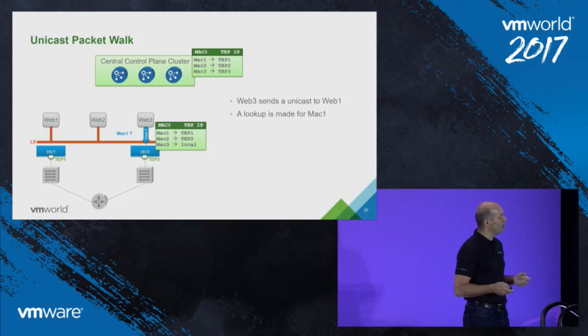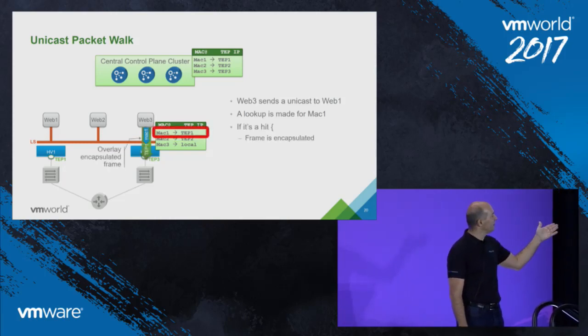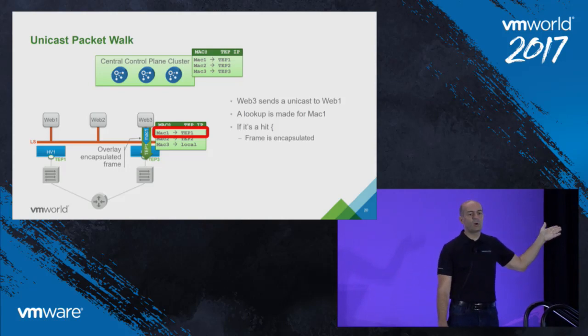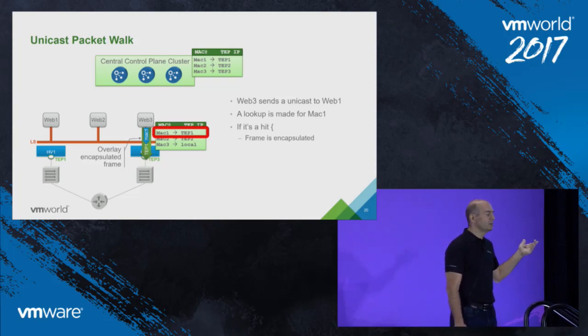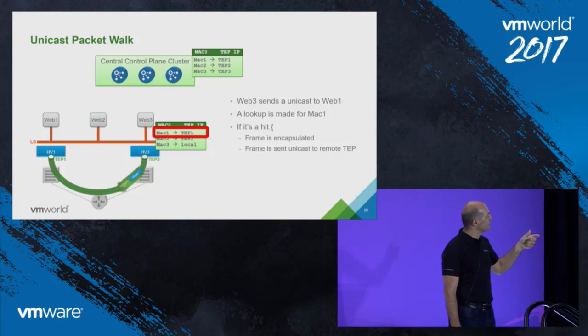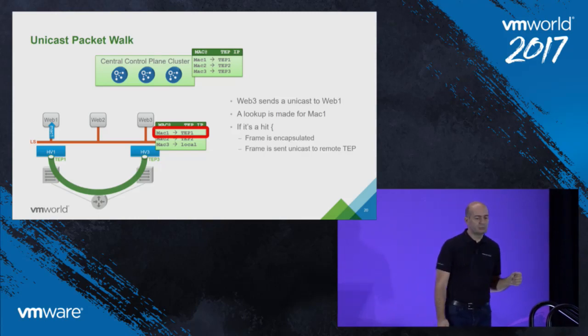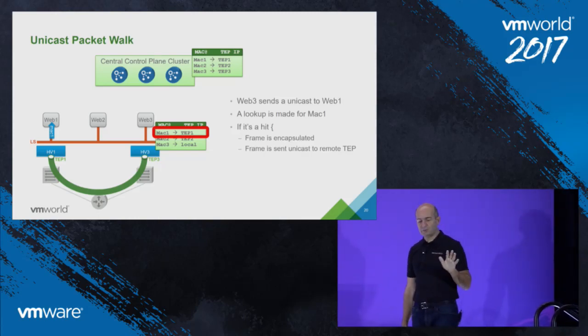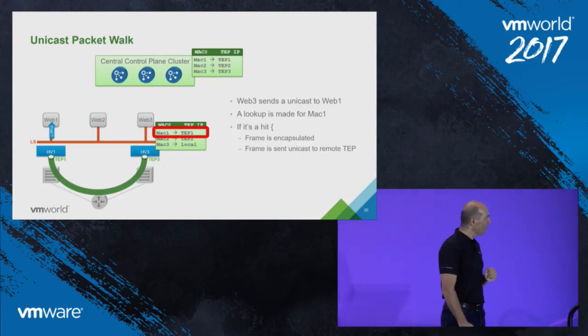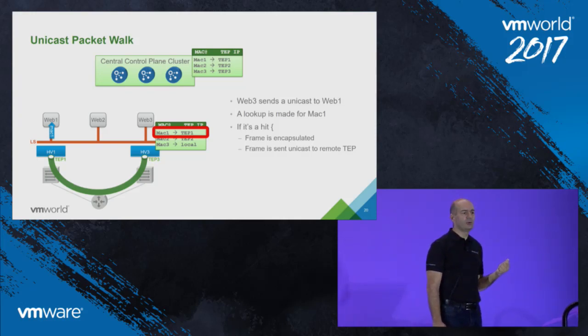The switch on the hypervisor is going to do a lookup on this destination MAC. It identifies that it has an association between MAC 1 and TEP 1. And it's going to encapsulate the frame into a tunnel with destination IP TEP 1. And this is going to go directly to the remote hypervisor where the frame is decapsulated and delivered to its final destination. Very straightforward.